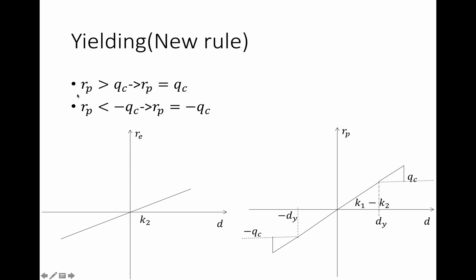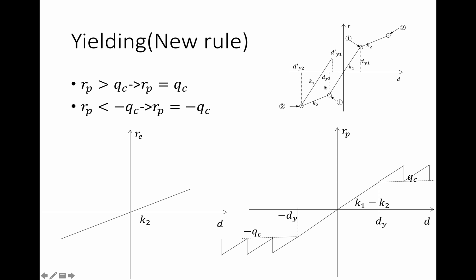So use the equation to express: if RP n plus 1 is larger than QC, let RP equal QC. If RP is smaller than minus QC, let RP equal minus QC, because they cannot go over the boundary here. Once they go over, we let them down. If they didn't go over, then that's fine. By this kind of hysteresis rule, and when we plot them together, we can get this kind of total hysteresis curves like this.